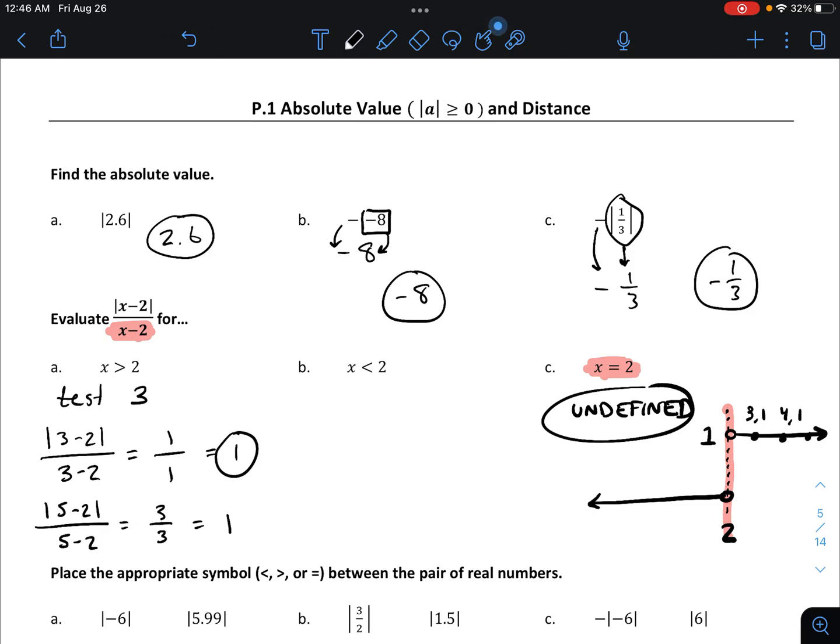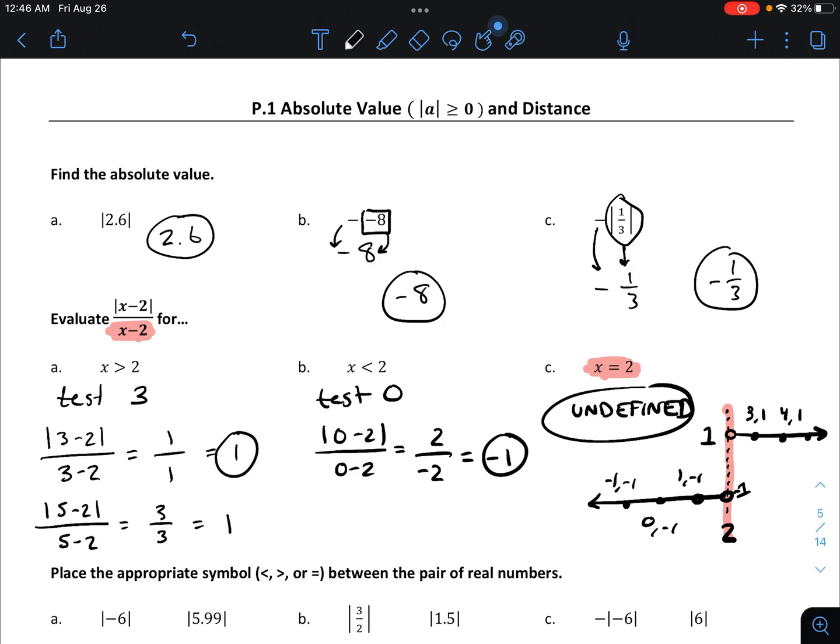You get the idea. If x is less than 2, well, we can test out a number that's less than 2. Let's try out, how about 0? That's an easy one. So we're going to plug in 0 minus 2 over 0 minus 2. And so we're going to end up with the absolute value of negative 2, which is just 2. So this actually comes out to be negative 1. So that means that at this level down here, we're at negative 1, right? So you get the idea, 1 comma negative 1. This would be 0 comma negative 1. This would be negative 1 comma negative 1, right?